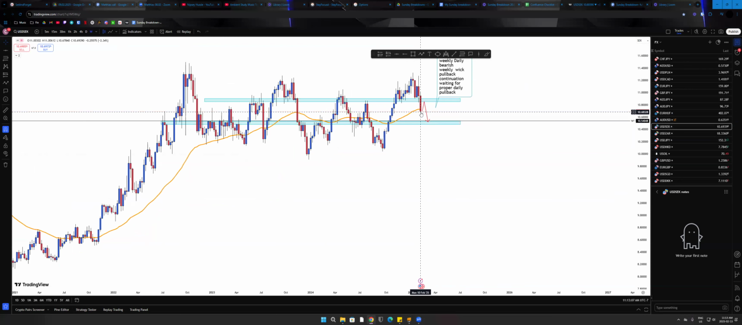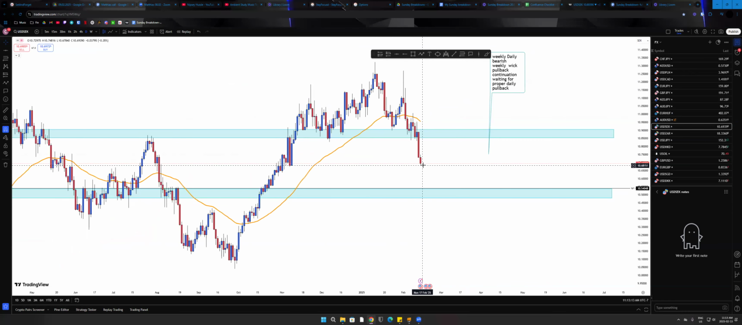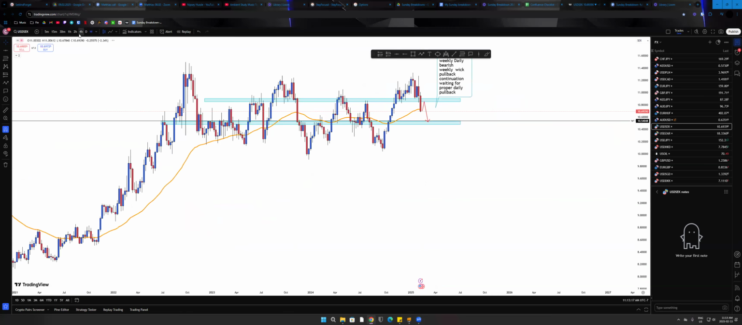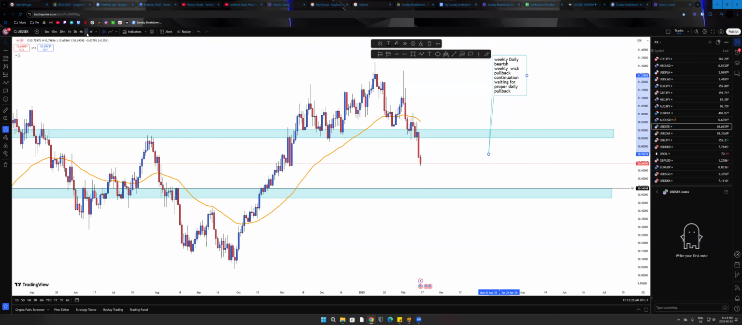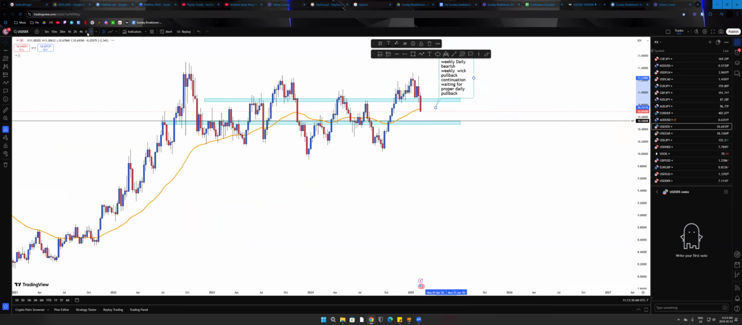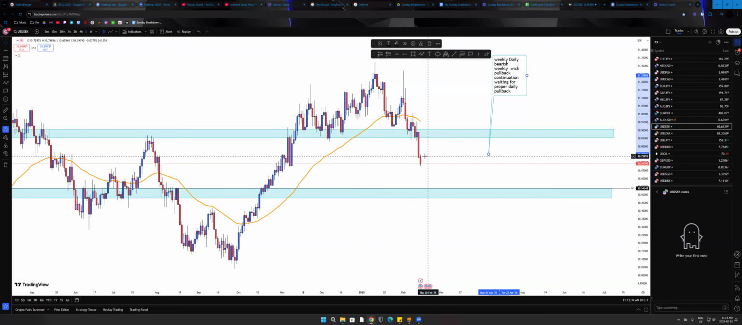This, we're at a lower low, and daily's at a lower low. Daily's also bearish, and we could expect a wick pullback. So let's see here. Yeah, in order to get a weekly wick pullback, we need a proper daily pullback, so a proper daily pullback to here.